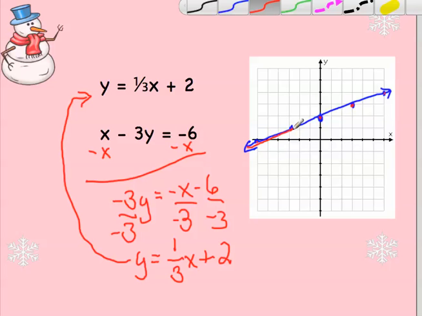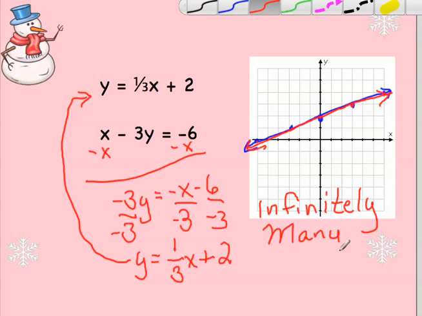So the blue line and the red line share an infinite number of points. It's not just one place where they intersect, but they actually lie right on top of each other. So this would be said to have infinitely many solutions. It's not all real numbers. All real numbers would be everything on the coordinate plane.